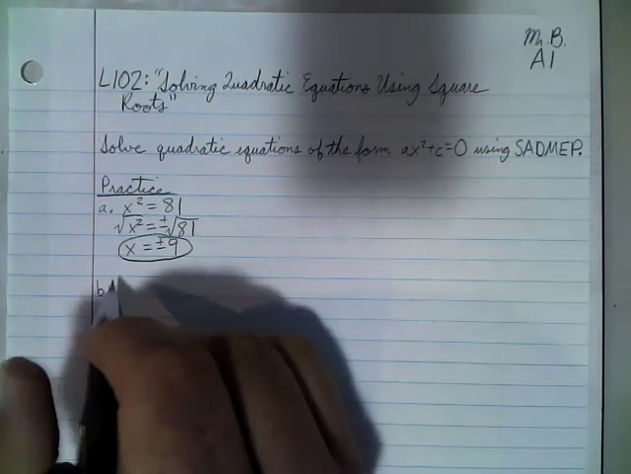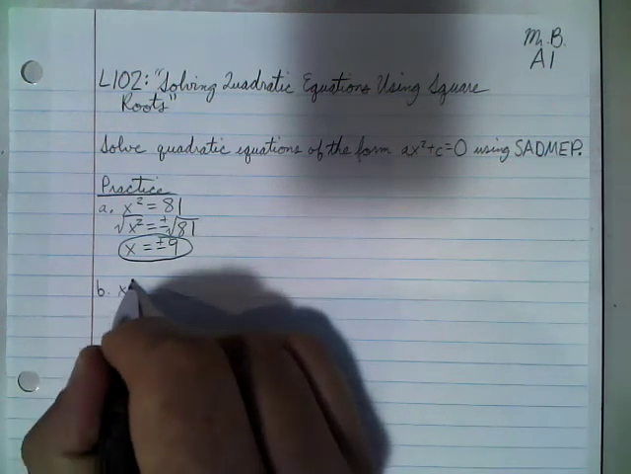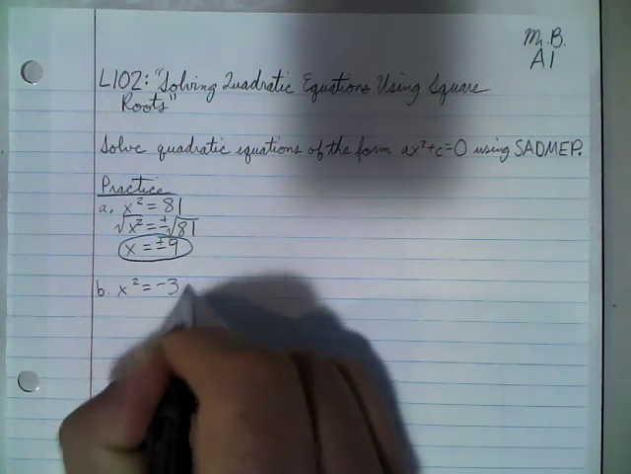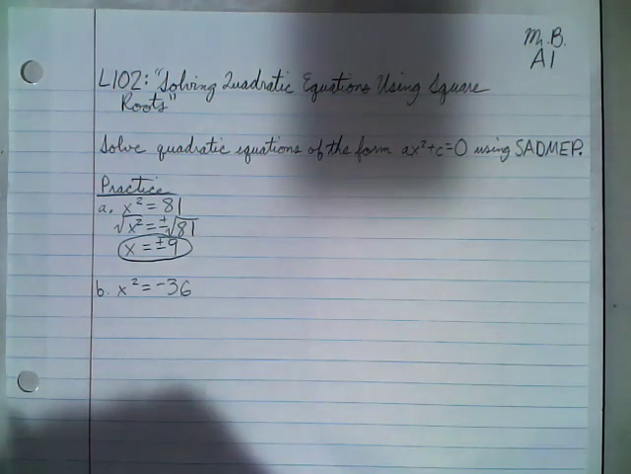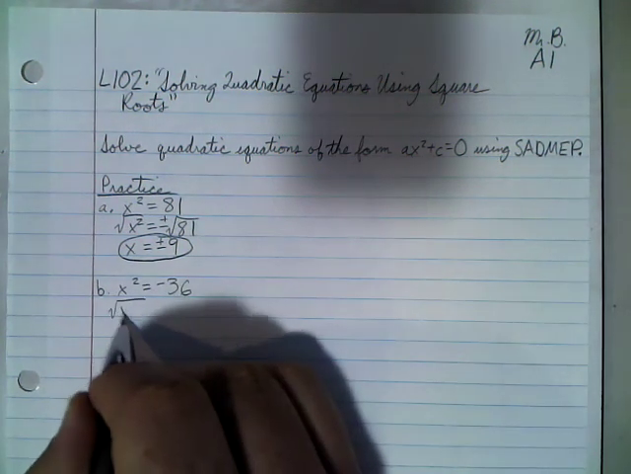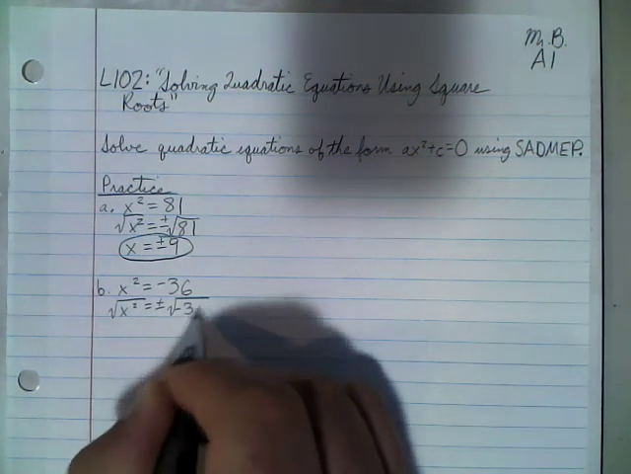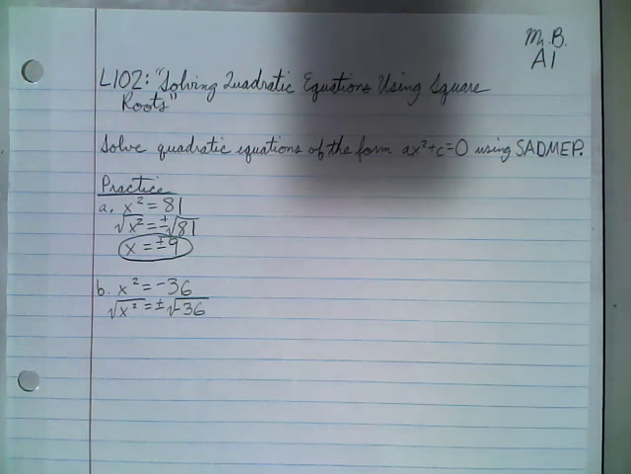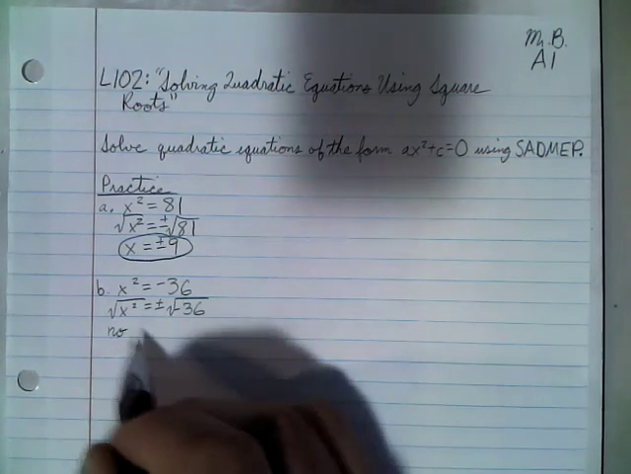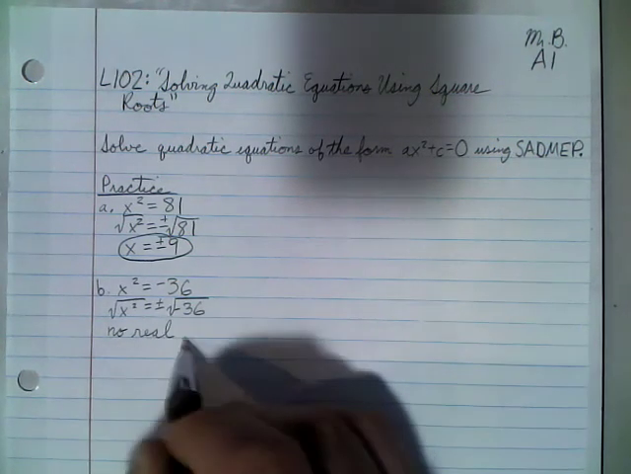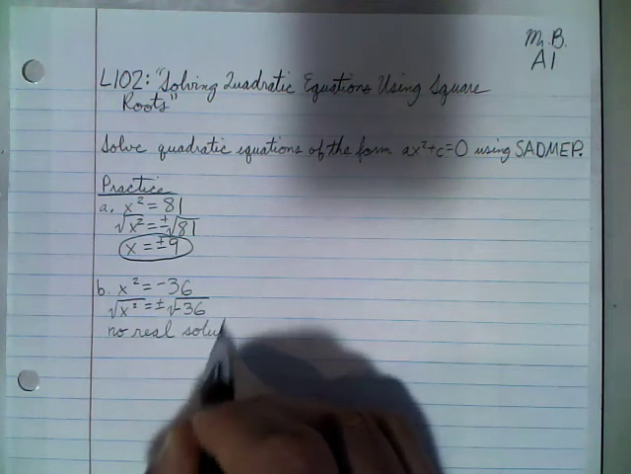So for B, I have x squared equals a negative 36. So same idea here. I'm going to take the square root of both sides, true square root, so there'll be a plus minus there. And at this point, we stop, because we cannot do a square root, we cannot do a radical of a negative number. So we would say no real solutions.